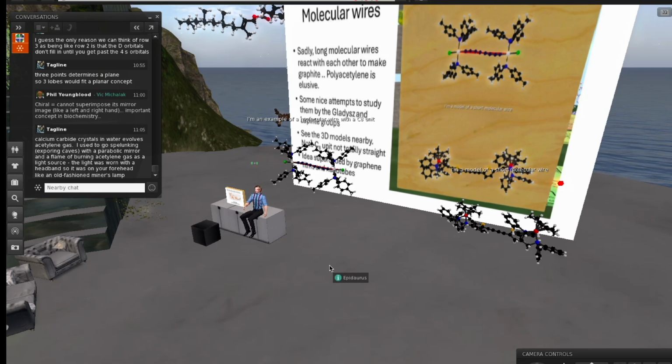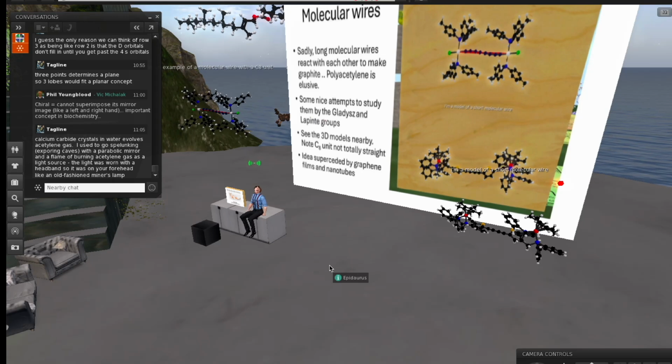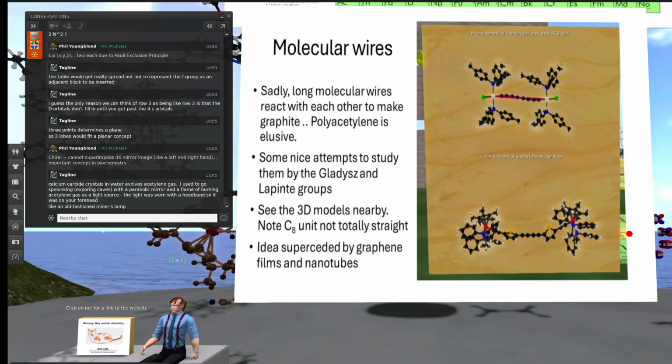Now, sadly, the work on molecular wires is kind of superseded these days, because we can do much the same stuff more easily and more engineeringly facile, I guess would be the way of saying it, with graphene, with just single layers of carbon.